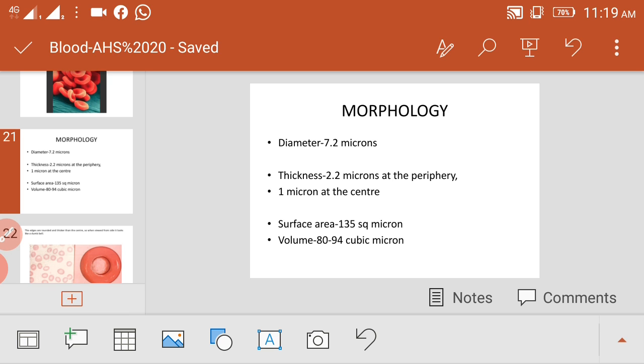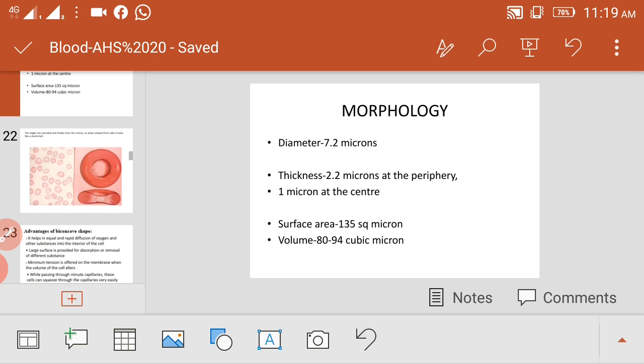Non-nucleated, the nucleus is not present. Okay, all the cells in the body have a nucleus. So what does the nucleus mainly contain? The chromosomes or genetic material. But the RBC cells do not have a nucleus. Then the diameter is 7.2 micron, so that is very small. It's a microscopic structure. The surface area is 135 square micron and the volume is 80 to 94 cubic micron.